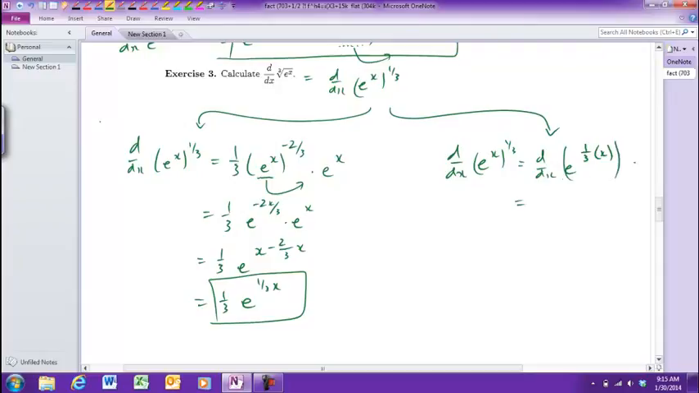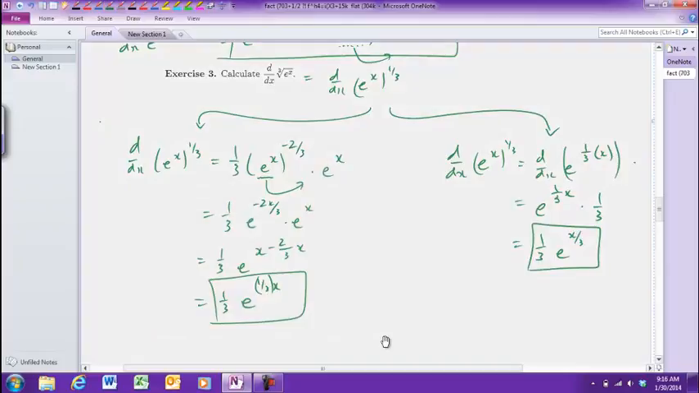So when I take the derivative of this, my outer function is e to something. When you take the derivative of an e function, you just get back what you started out with. And now I need to chain rule by taking the derivative of the 1/3 x, and the 1/3 is a constant out in front, so we don't touch it, and the derivative of x is just 1, so I multiply that by 1/3, and I get 1/3 e to the x over 3, which is the same thing I got over here, and I'm done.